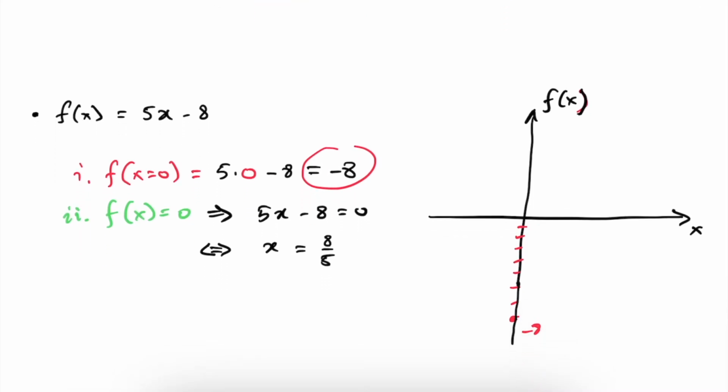And where will our line cross the horizontal axis? Well, that's just where f of x is equal to 0. So this will be at 8 divided by 5, which is around here. So it's 8 divided by 5. Again, we connect our 2 points and we have the straight line that we wanted to find.